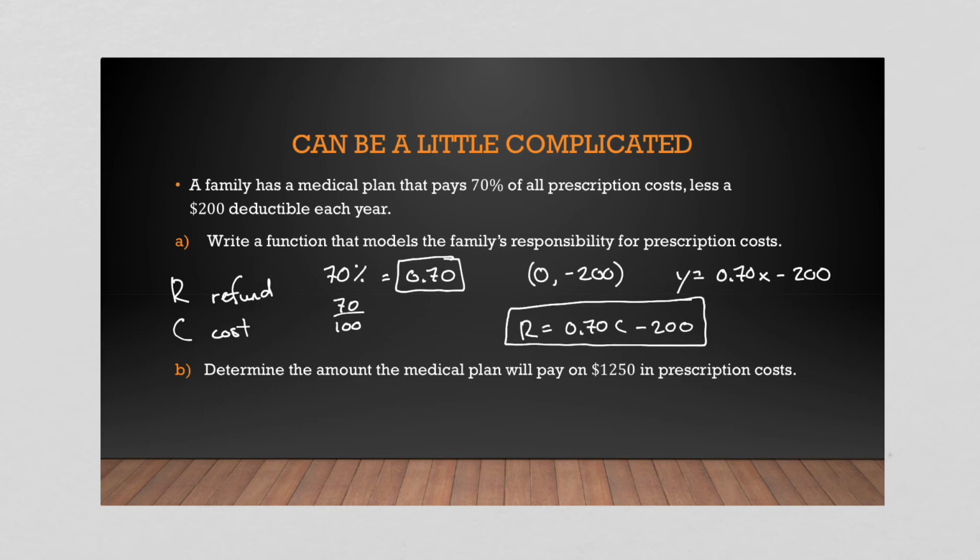First of all, determine the amount the medical plan will pay at $1,250 prescription costs. So how much refund are we going to get basically, right? How much will the medical plan pay if the cost is $1,250? So 70% of $1,250, but then we do need to pay our deductible, right? So we run that through, crunch those numbers, and you will end up with an R equals $675.